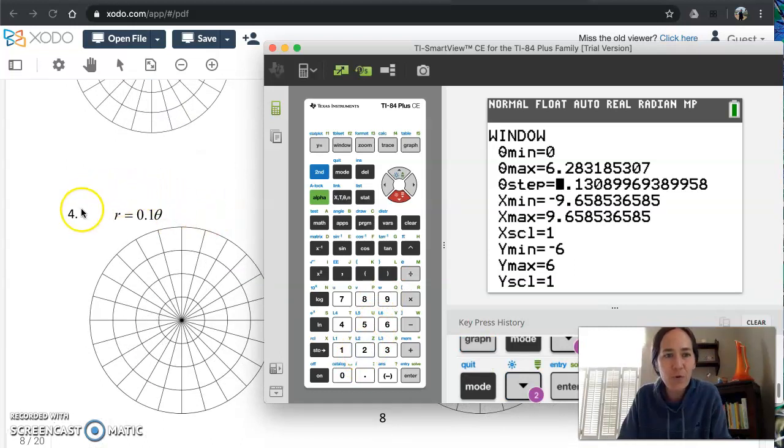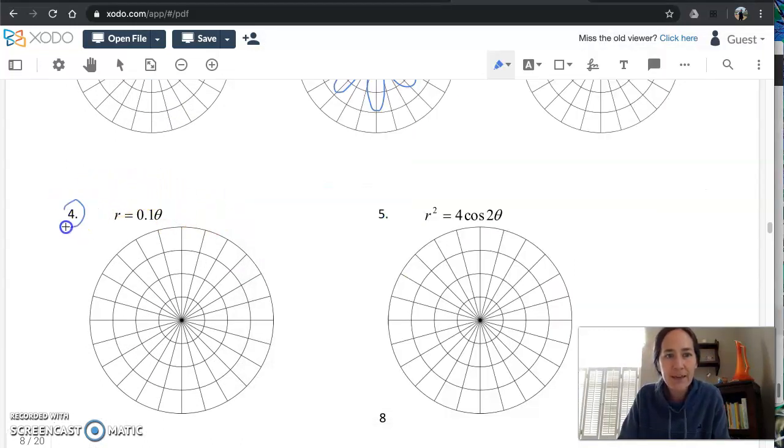Check out number 4 on page 8 of your packet. It asks you to just graph 0.1 times theta. Imagine what's happening. Imagine graphing r equals theta. That means for every theta value you plug in, radians or degrees, the radius out from the pole is going to be the same as the measure of the angle. Get what this looks like.